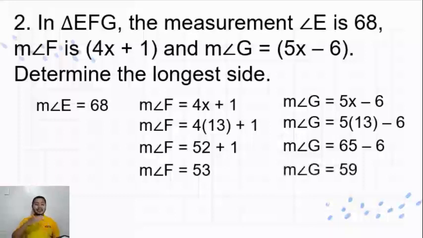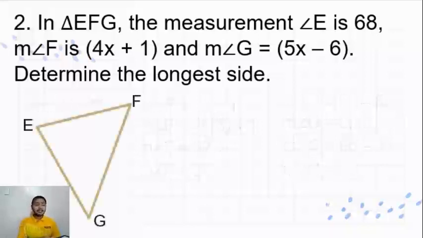So, yung measurement ng angle E is 68, yung measurement ng angle F is 53, tapos yung measurement ng angle G is 59. So, para ma-visualize natin, mag-drawing tayo ng triangle dyan. So, triangle EFG, so yung sukat nila, ilagay na rin natin. So, since we want to identify the longest side, what we need to do is determine the largest angle.